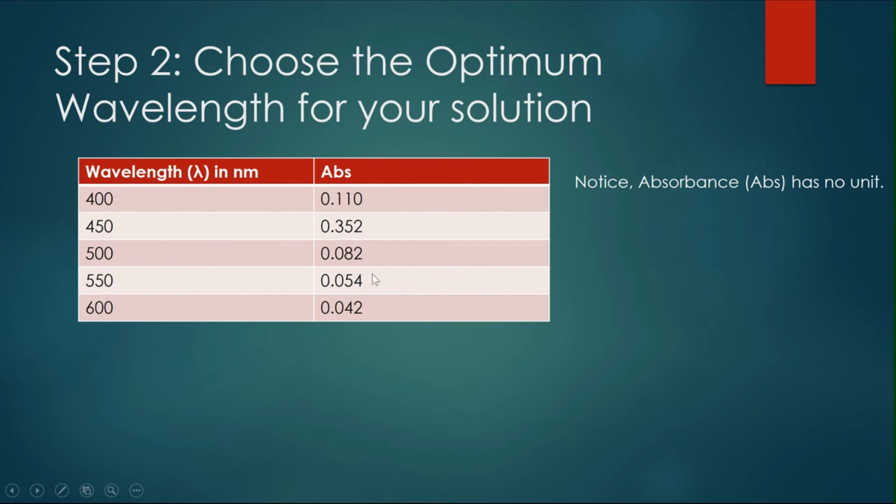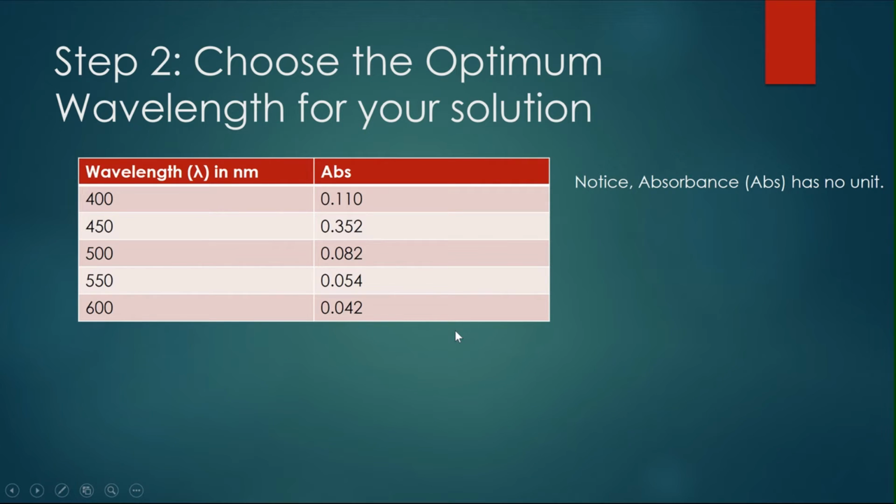So here we might have data that looks like this. We have our wavelength. We took a look at the absorbance at several different wavelengths: 400 nanometers, 450 nanometers, 500 nanometers, 550 nanometers, and 600 nanometers. And at those different wavelengths, we had these different absorbances. Now this will not be a linear relationship.